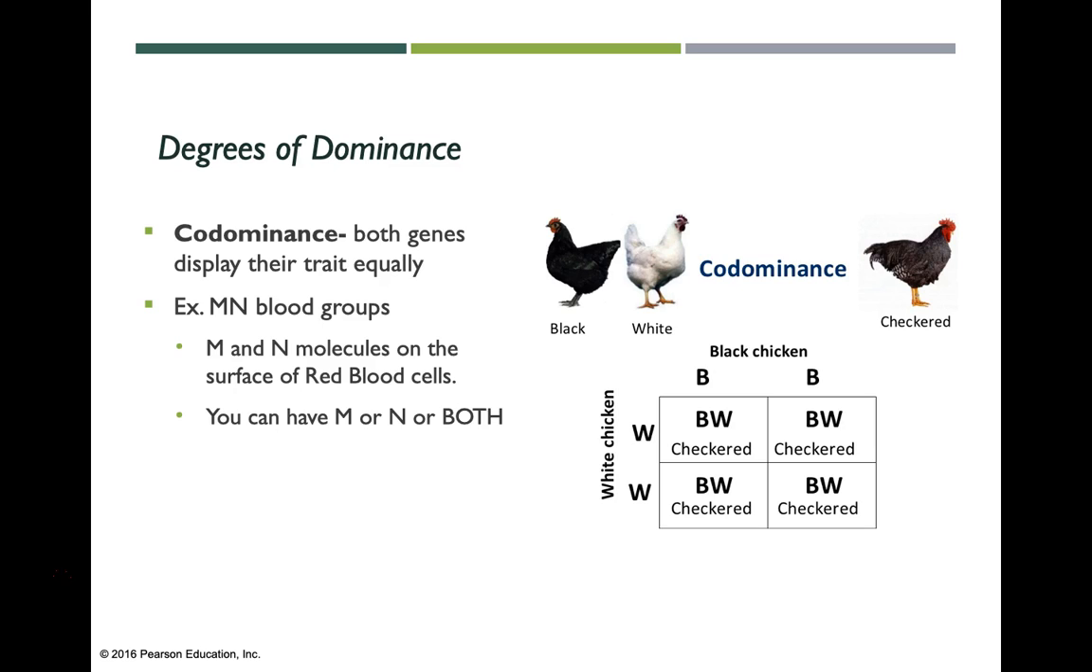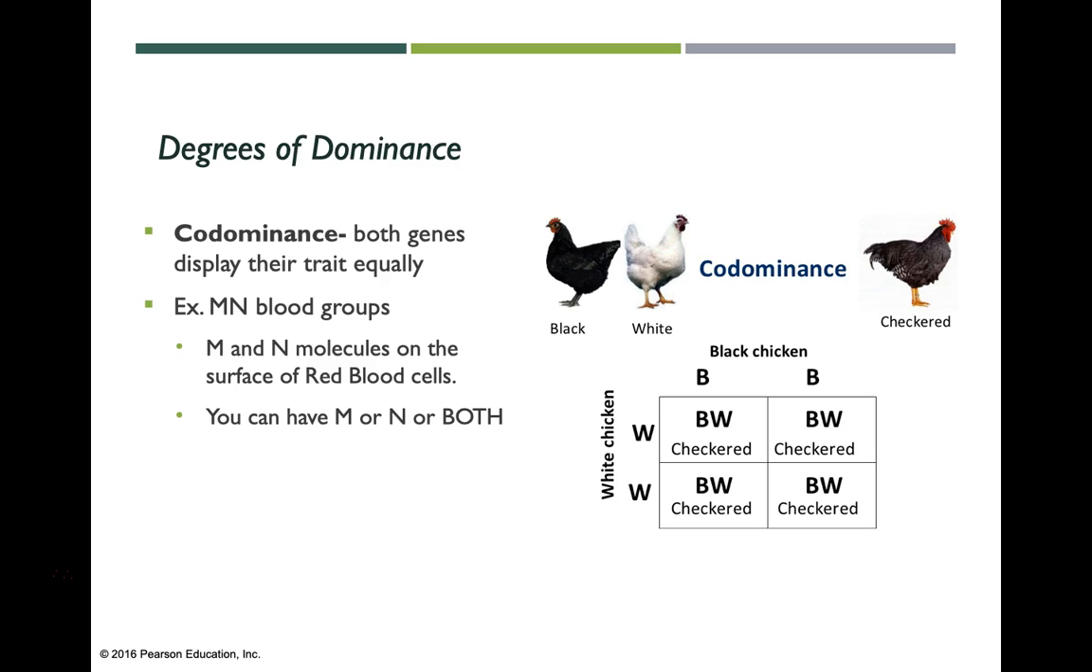Another example of this are the M and N blood groups. So most of us are familiar with the ABO blood typing. There are a variety of different ways you can type blood, and another way to type blood is the M and N molecules. And these are molecules that are attached to the surface of the red blood cell.